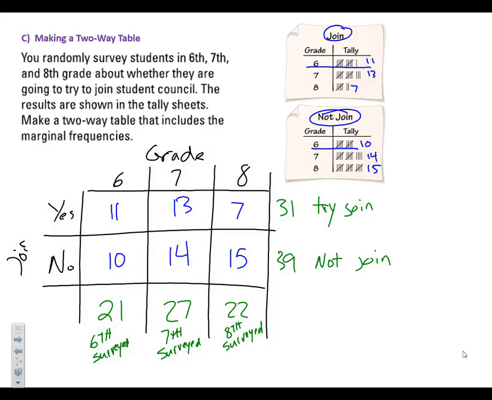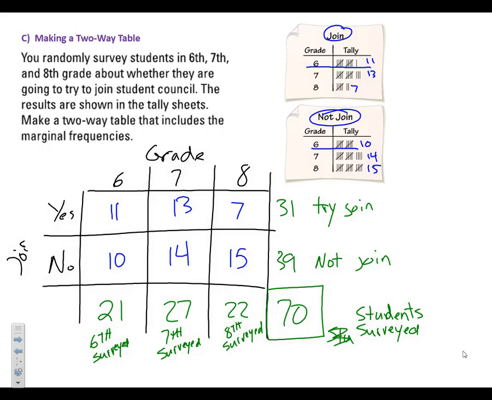And of course, I can then count those marginal frequency rows and columns, and I go 21, 27, and 22, and I get 70. And 31 plus 39, yes, it does equal 70. So 70 students total were surveyed. I guess I was going to write students surveyed. So 70 total students were surveyed in 6th, 7th, and 8th grade. And as you can see, we did find the marginal frequencies. We also put the interpretation of them on there. So that's pretty much how you would make a two-way table.